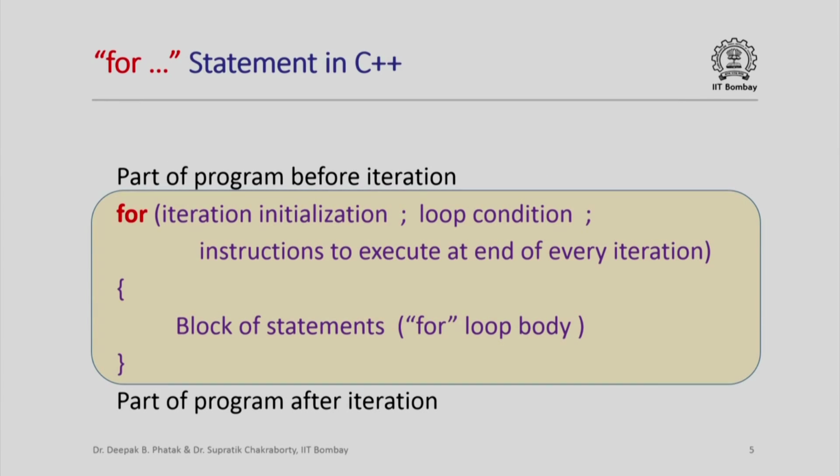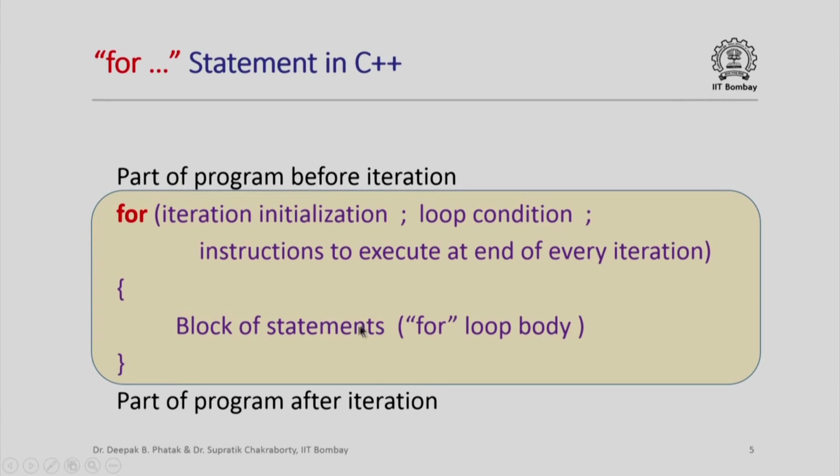Now in a for statement, we basically instantiate this template in this manner. We have the part of the program before iteration and the part of the program after iteration. We use the keyword for, then we say whatever this iteration initialization was doing, how these variables are initialized before the iteration begins. We put a semicolon, then we put the loop condition, we put a semicolon, and then we write instructions to execute at the end of every iteration, and then we give the block of statements which we will also call the loop body.